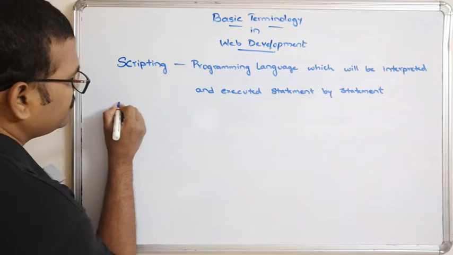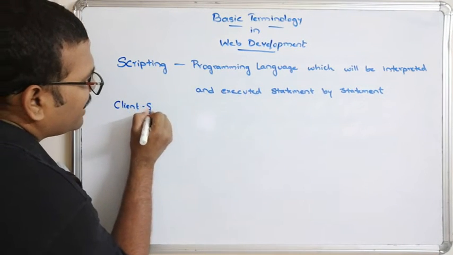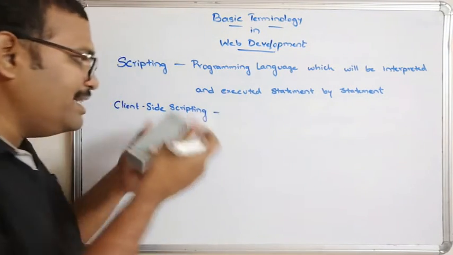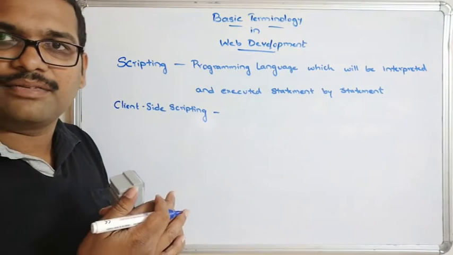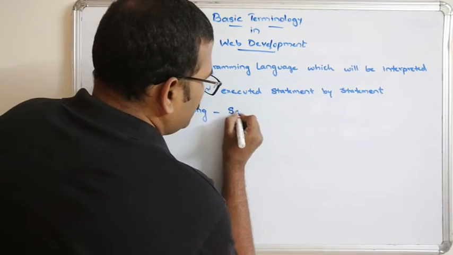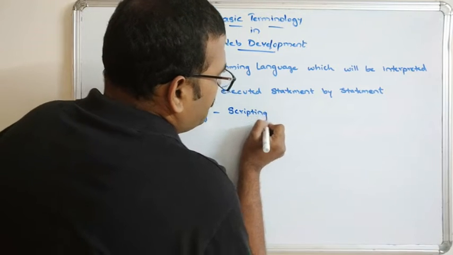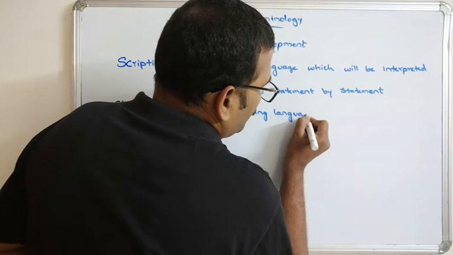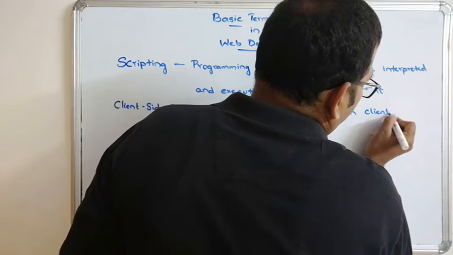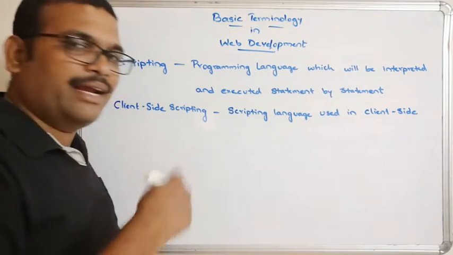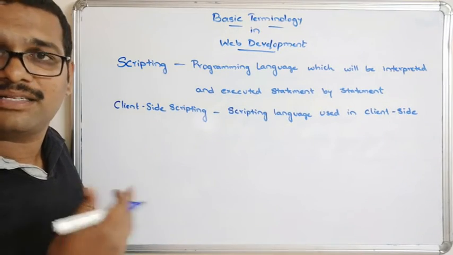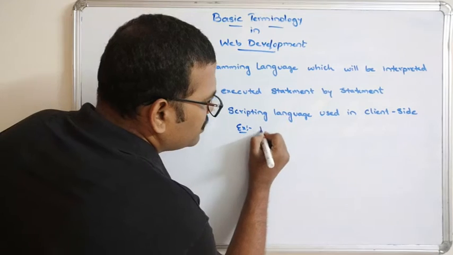Then client-side scripting. The scripting languages are considered as client-side scripting and server-side scripting. The scripting language used on the client side, whatever scripting language we are using in the client side itself, comes under client-side scripting. For example, here we can use JavaScript.